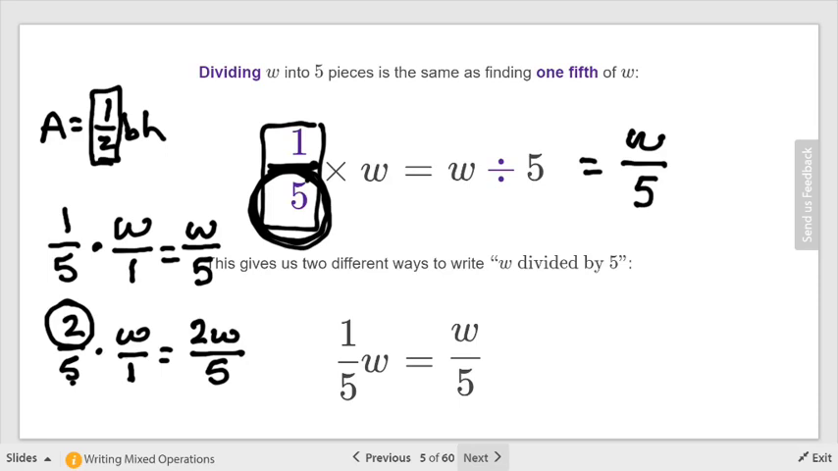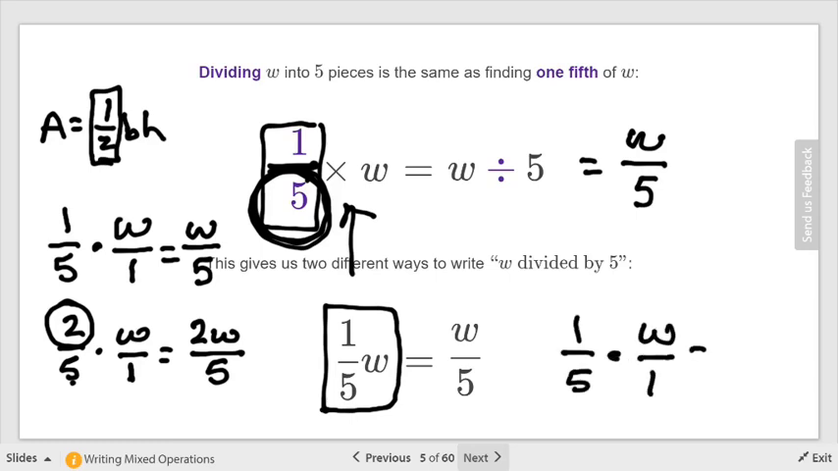Good question. Now look at this one. This one is a little strange, but it's really saying the same thing as this one. Because if I have 1/5 in front of W, what does that literally mean? 1/5 times W, right? So that's 1/5 times W over 1, which is W over 5. So do you see where they get the answer?